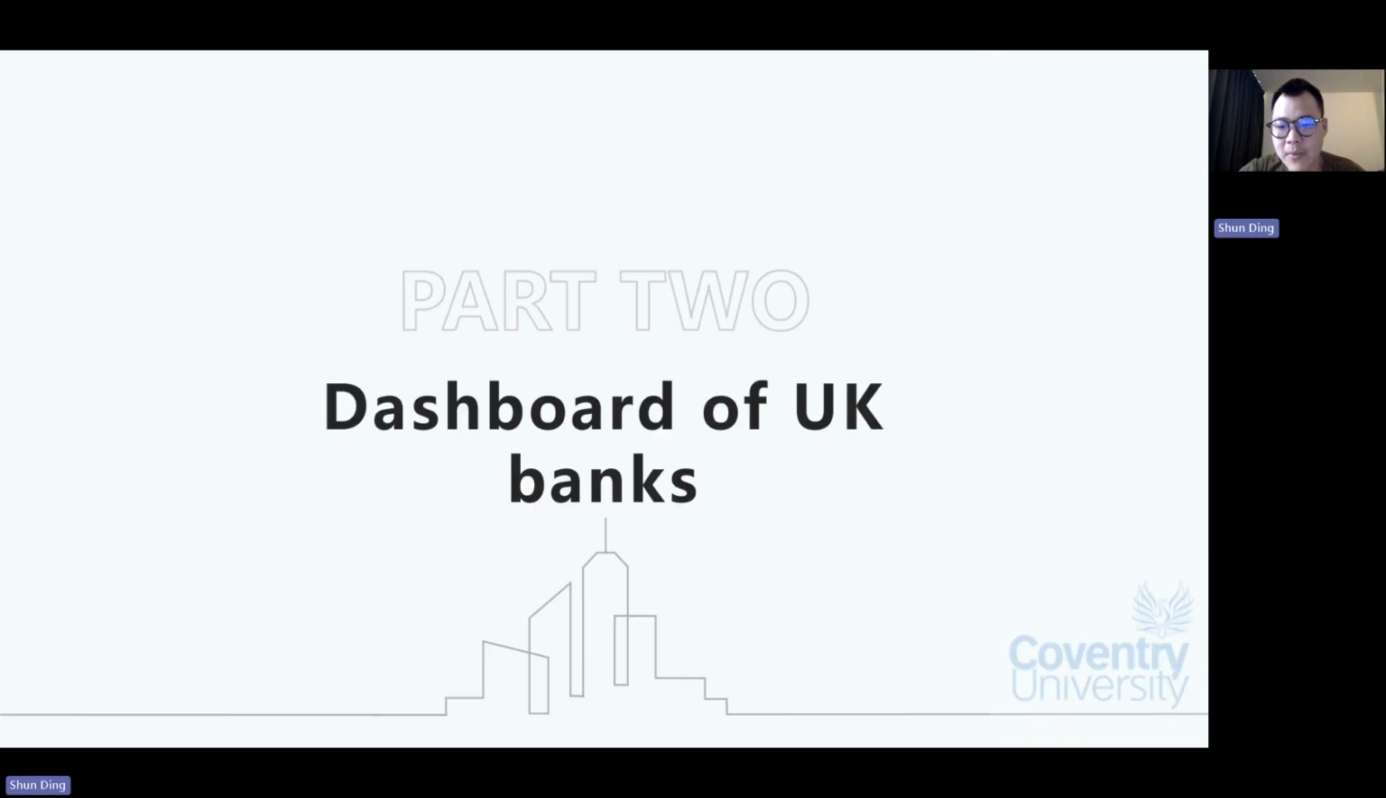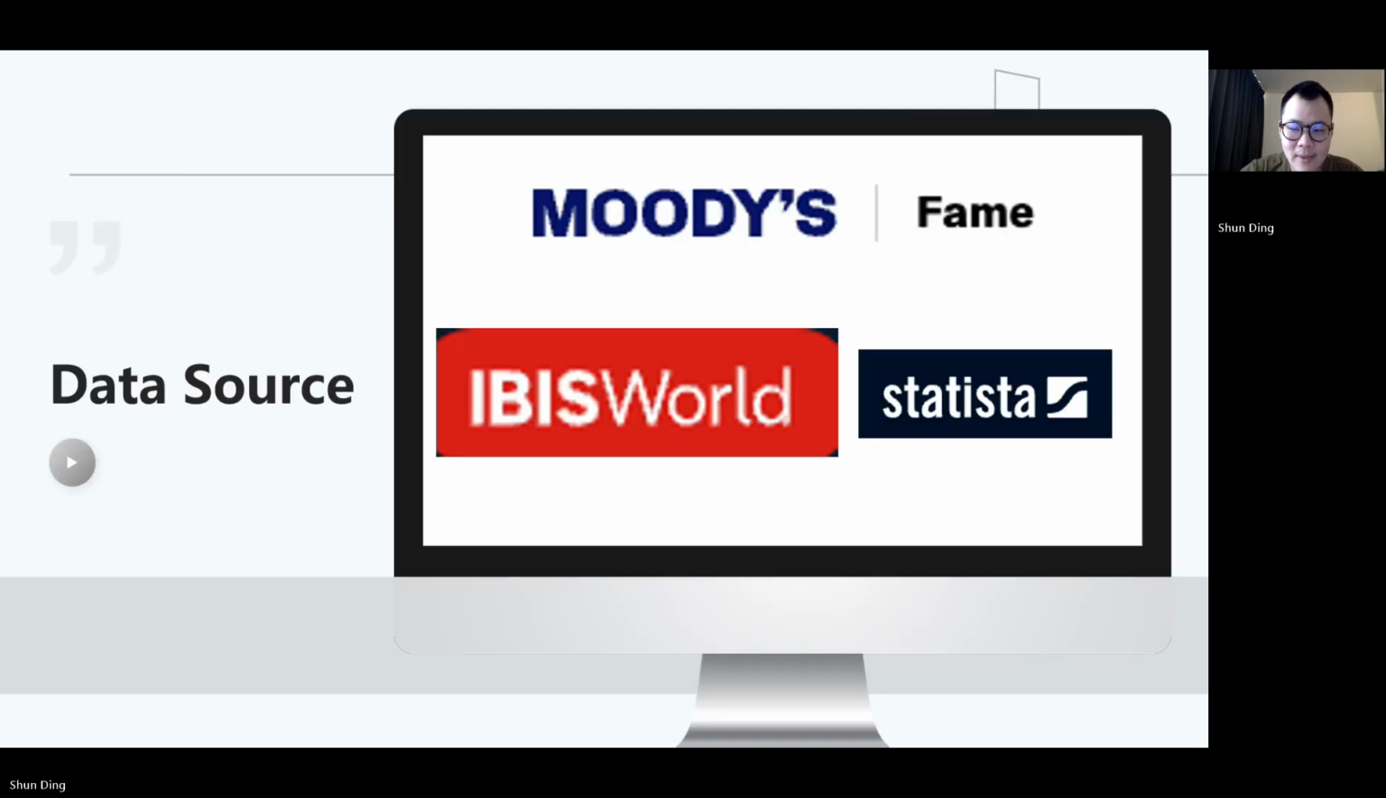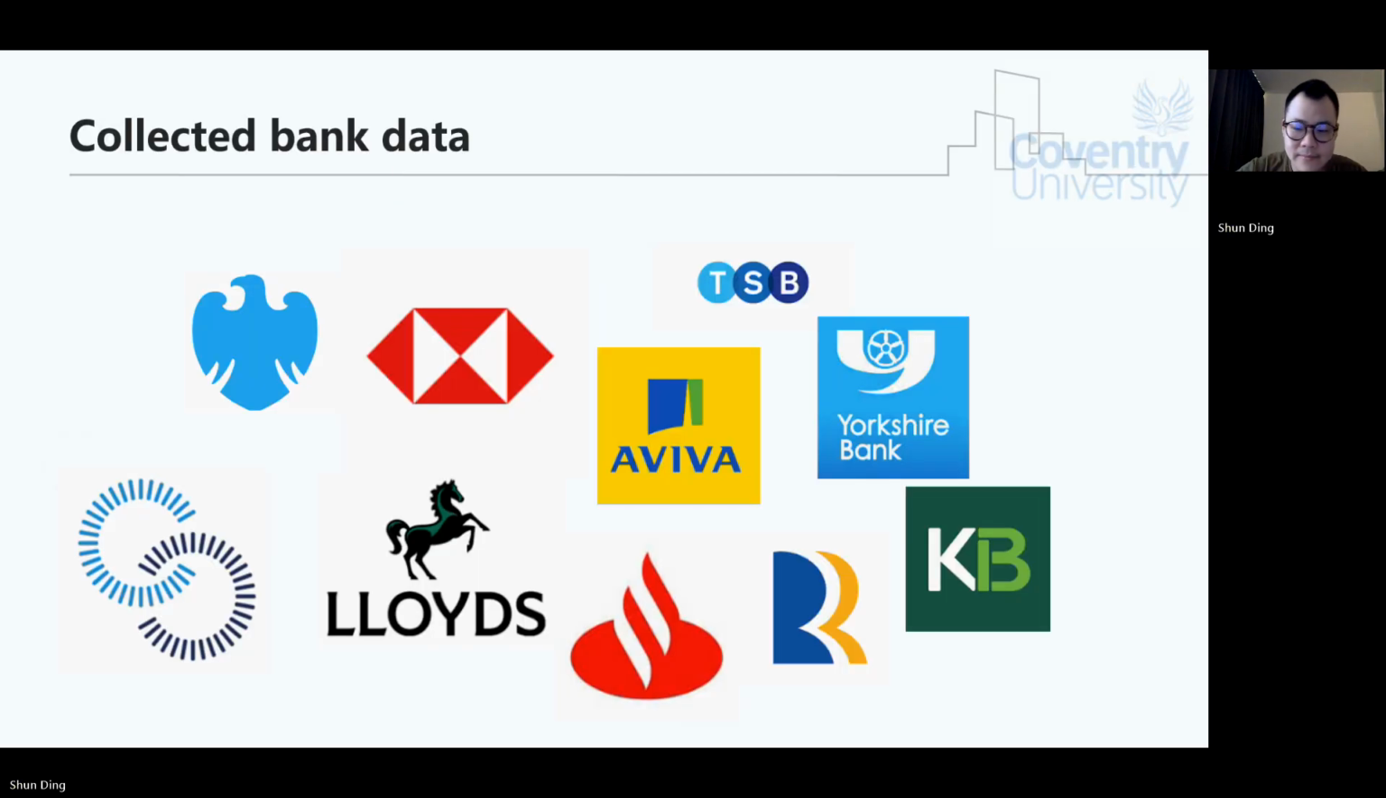For part 2, this part explains the source of data collection and the current background of the UK banking industry, and shows the number of banks and variables. Regarding the source of data, I mainly use the data websites, namely Fame, IBIS, and Dexta, to ensure the accuracy and authority of data. I collected the data for 10 banks in total, and here are the logos.